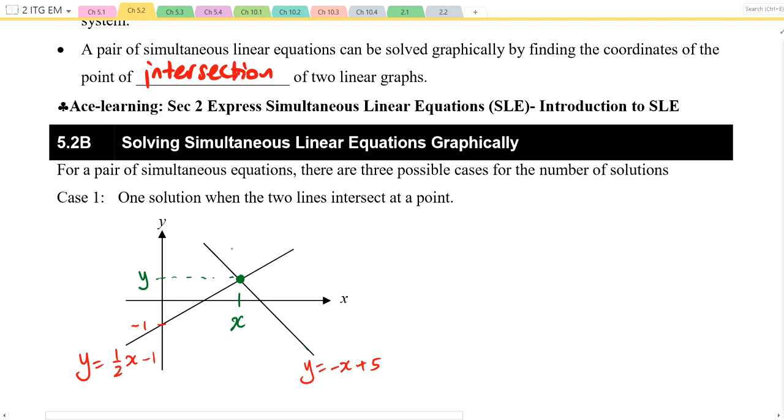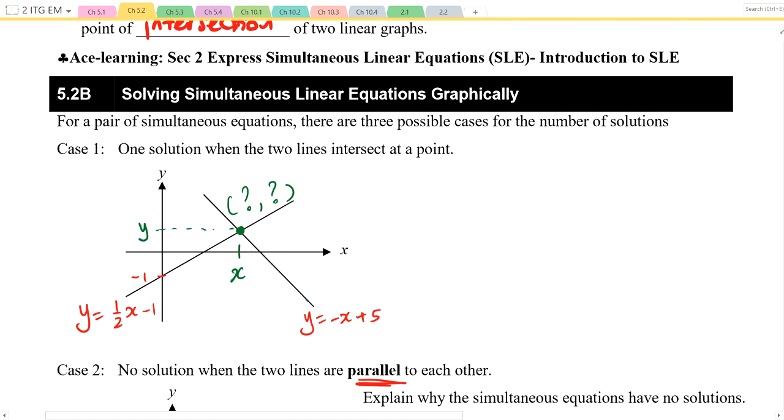So our job now is to find out what these coordinates are. Once we have them, it is considered as having solved the simultaneous equations. So in summary, is there an ordered pair that exists on both graphs?